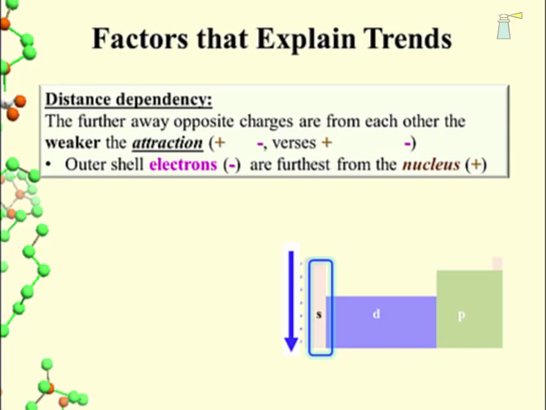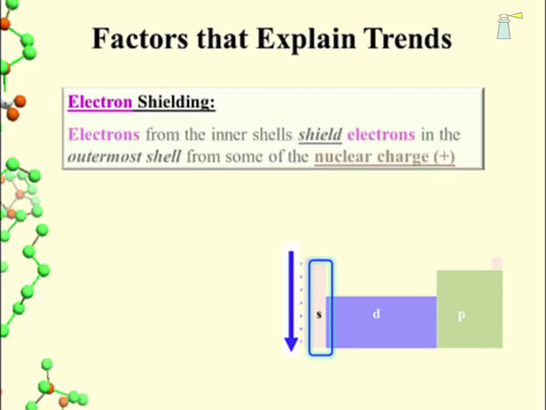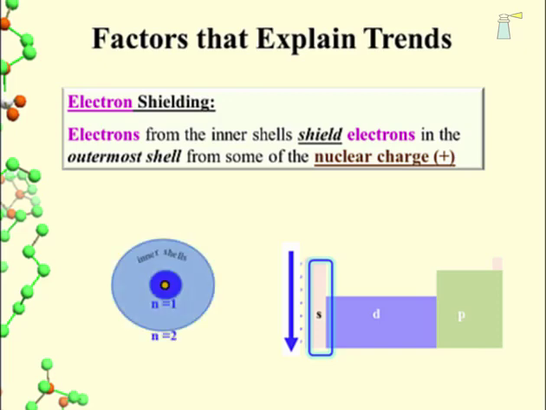The second reason is electron shielding. Electrons in the inner shells shield electrons in the outermost shell from some of the nuclear charge, the positive charge. Consider this diagram of an atom that has two inner shells which are full of electrons. The nucleus, we will say, has a charge of Z, where Z is the number of protons. Z is also the atomic number.